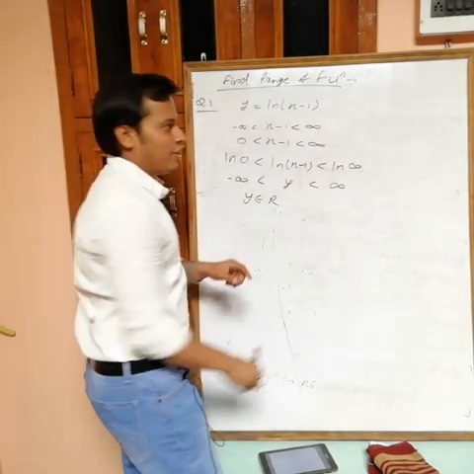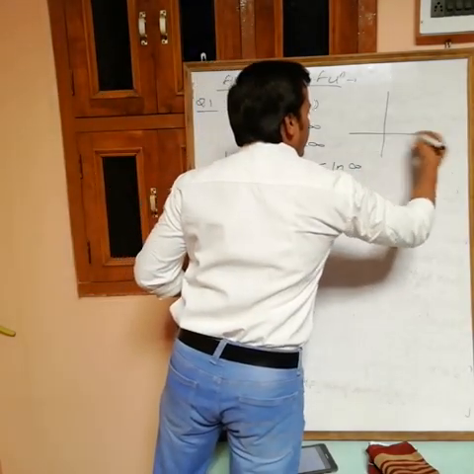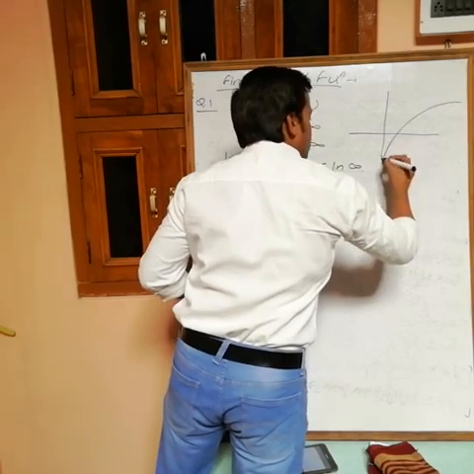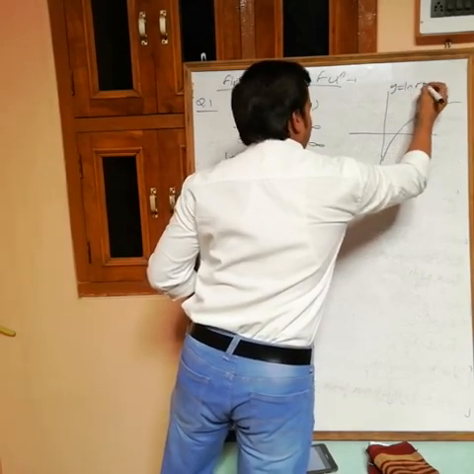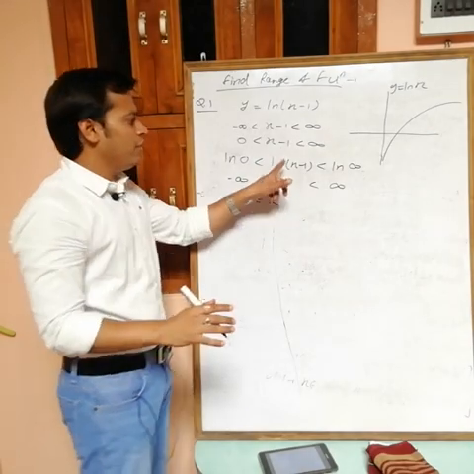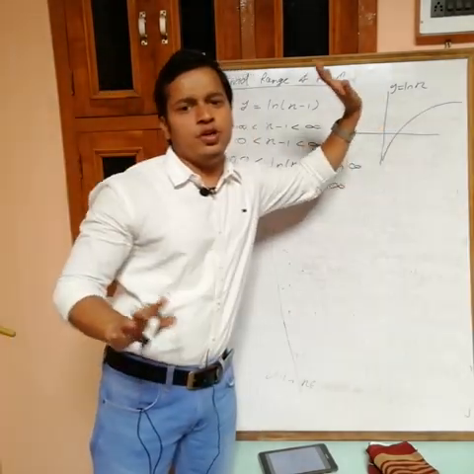I can draw the graph of ln x. If you want the graph of ln x, this is the graph of y equals ln x, not of ln of x minus 1. If you want the graph of this one, shift this one 1 unit to this side.